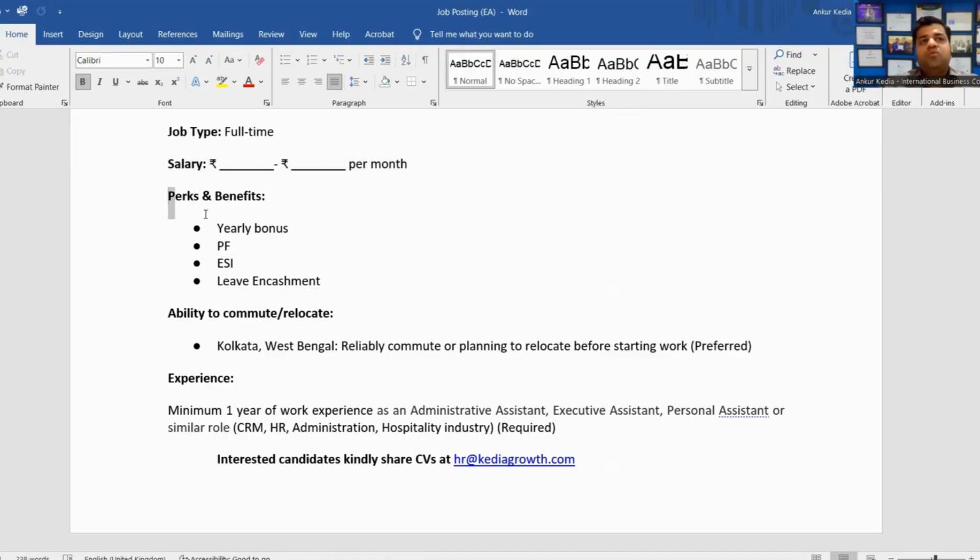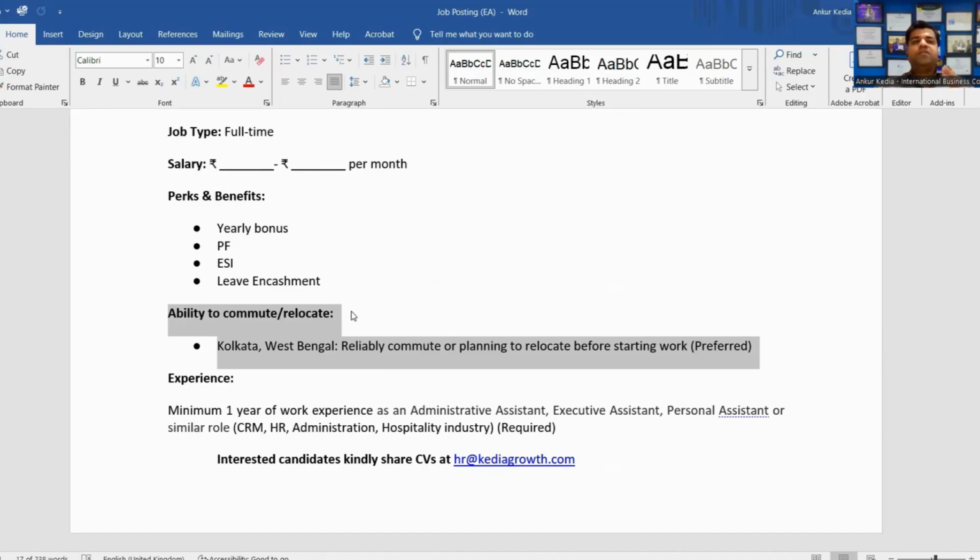Then you should also talk about the perks and benefits. We've written a few benefits here, a typical example of a few benefits, but then you should write about your specific benefits. Then you should also say that if people are coming from other cities, then 100% they should relocate to this specific city so that it's easier for them to work.